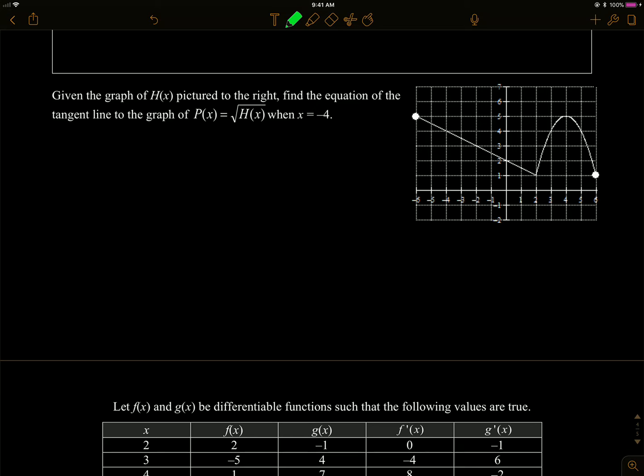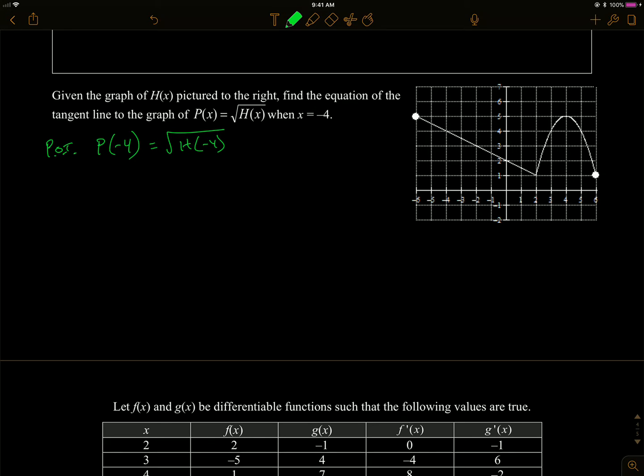All right, so we have a graph pictured to the right here. It's h. They want the equation of the tangent line drawn to that graph. So first we need the point of tangency. That means at x equals negative 4. So I need p of negative 4 to get the y value. That's going to be the square root of h of negative 4.